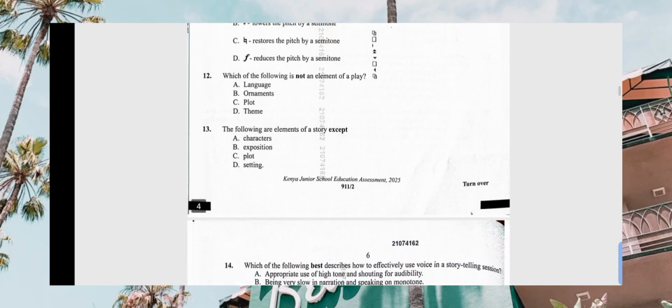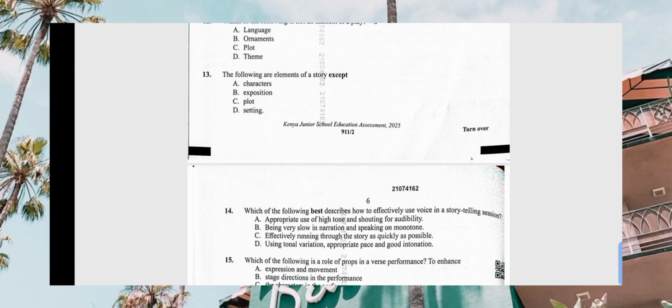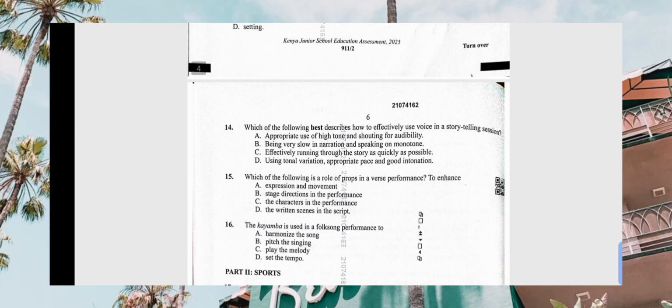Then which of the following is not an element of play? We have language, ornaments, plot, and theme. The three are elements apart from ornaments. Ornament is not an element of play. So the correct answer there is B. Then number 13, the following are elements of a story except which one? We have characters, exposition, plot, and setting. Characters, plot, and setting are elements of a story apart from exposition. Exposition is just the start or introduction of the story.